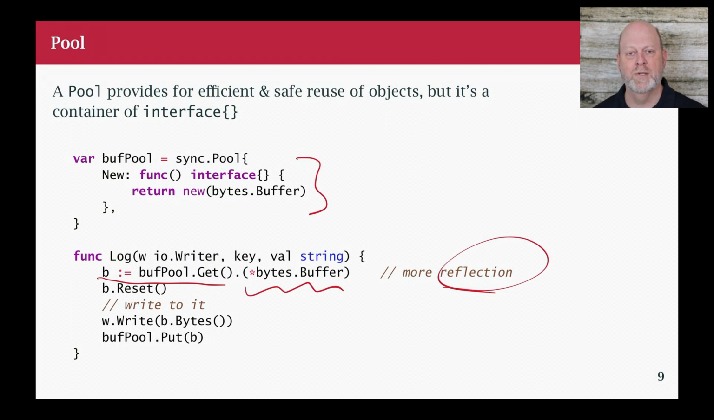But I don't care because that's not going to happen. I created my pool specifically to have this type in it. So when the pool gives me a value, the only kind of value it can give me is the value I put into it, a bytes.buffer. So I'm just going to say in my program, yes, this thing is a bytes.buffer, treat it that way, knowing that that's safe to do.